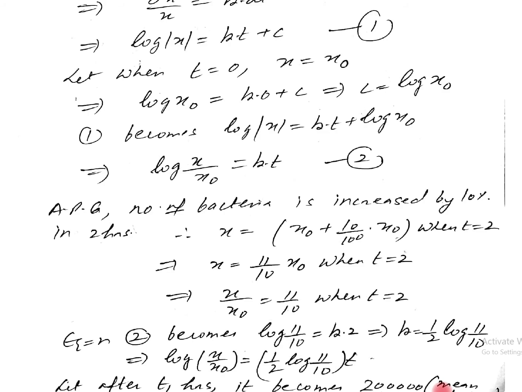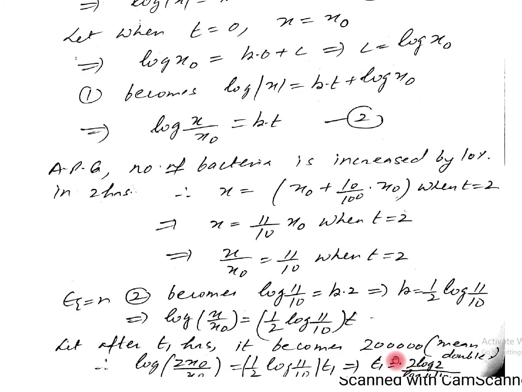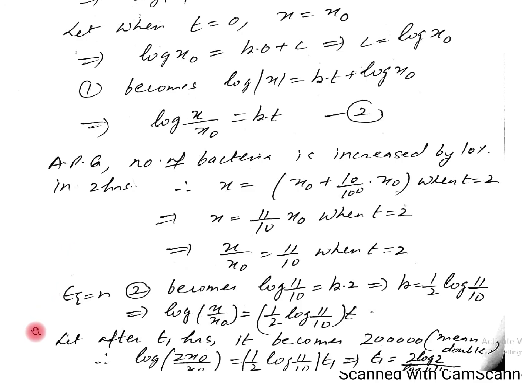Now we have to tell after how many hours the bacteria become double. Suppose after t1 hours it becomes 2 lakh, means double. It means x becomes double of the initial bacteria, so log of twice x naught upon x naught equals 1 by 2 log 11 by 10 into t1. Simplifying here, we get the value of t1 that we have to tell in the question. This is all about this question.